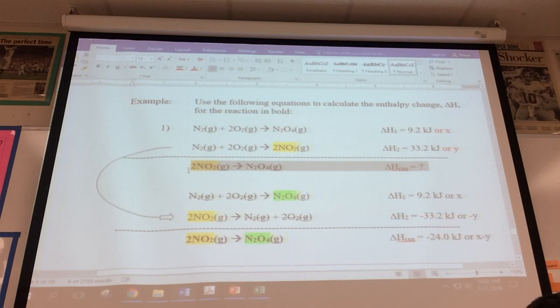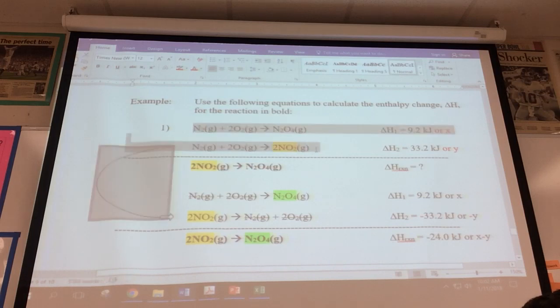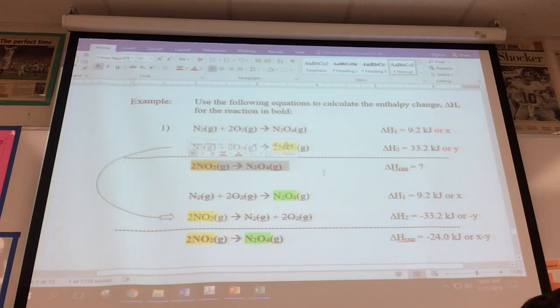Rather than going directly from nitrogen dioxide to dinitrogen tetroxide, we're going to take it in a series of steps. In the first reaction, we're going to generate dinitrogen tetroxide from nitrogen gas and oxygen gas. This is an endothermic reaction. In a second equation, we're going to react nitrogen gas and oxygen gas, and this time get nitrogen dioxide. If the sum of these two equations is equal to this, then this delta H is equal to the sum of these two delta H's.